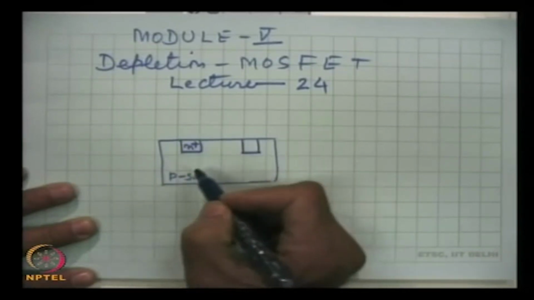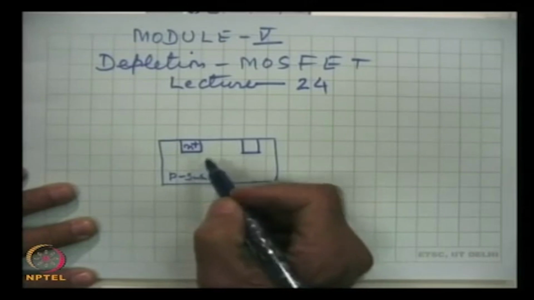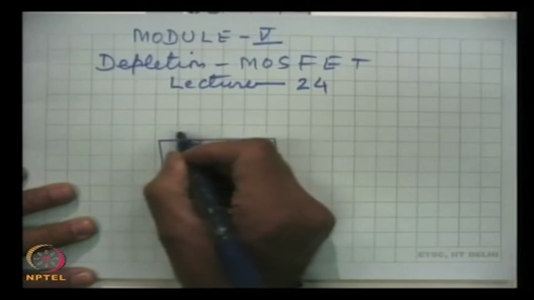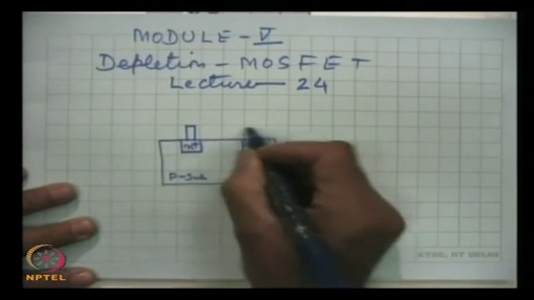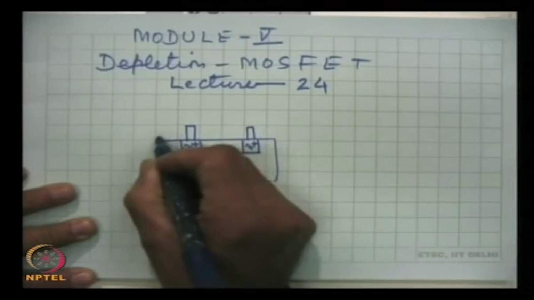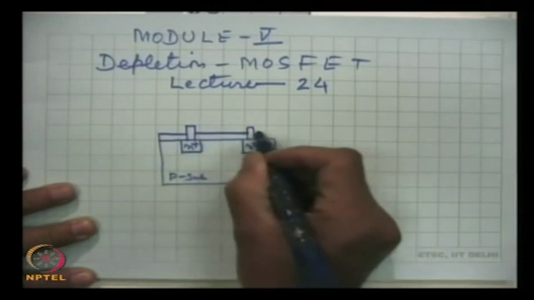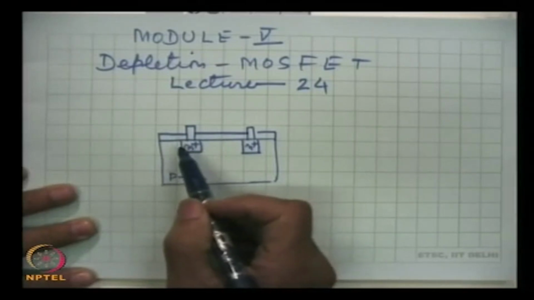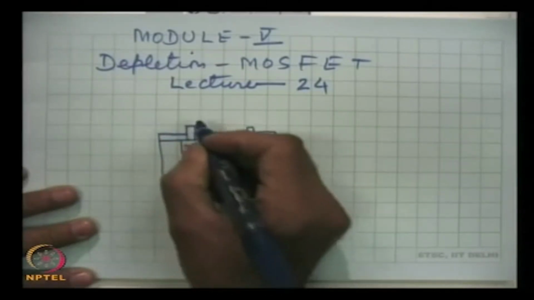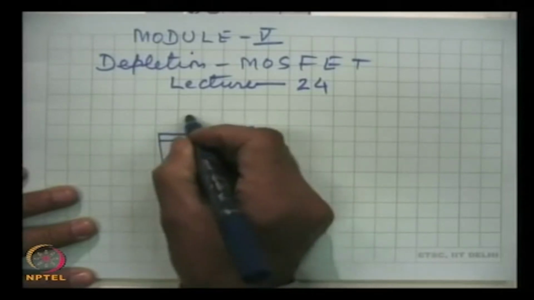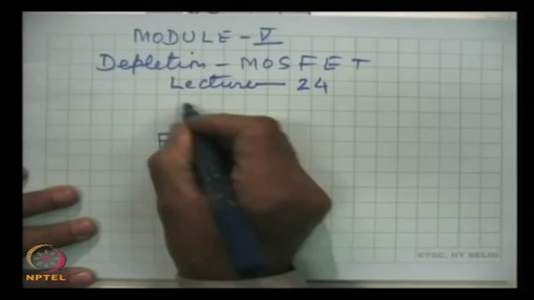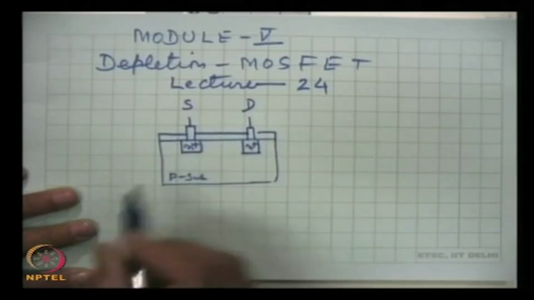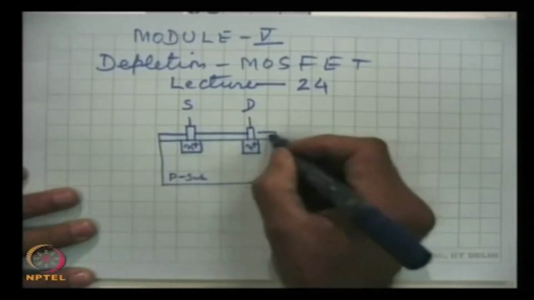heavily doped N regions. They are created by doping, and there is an oxide layer. This is the oxide layer, and by etching two windows in the oxide layer, we get the two electrodes. One is source S and the other is drain, and here this is SiO2.